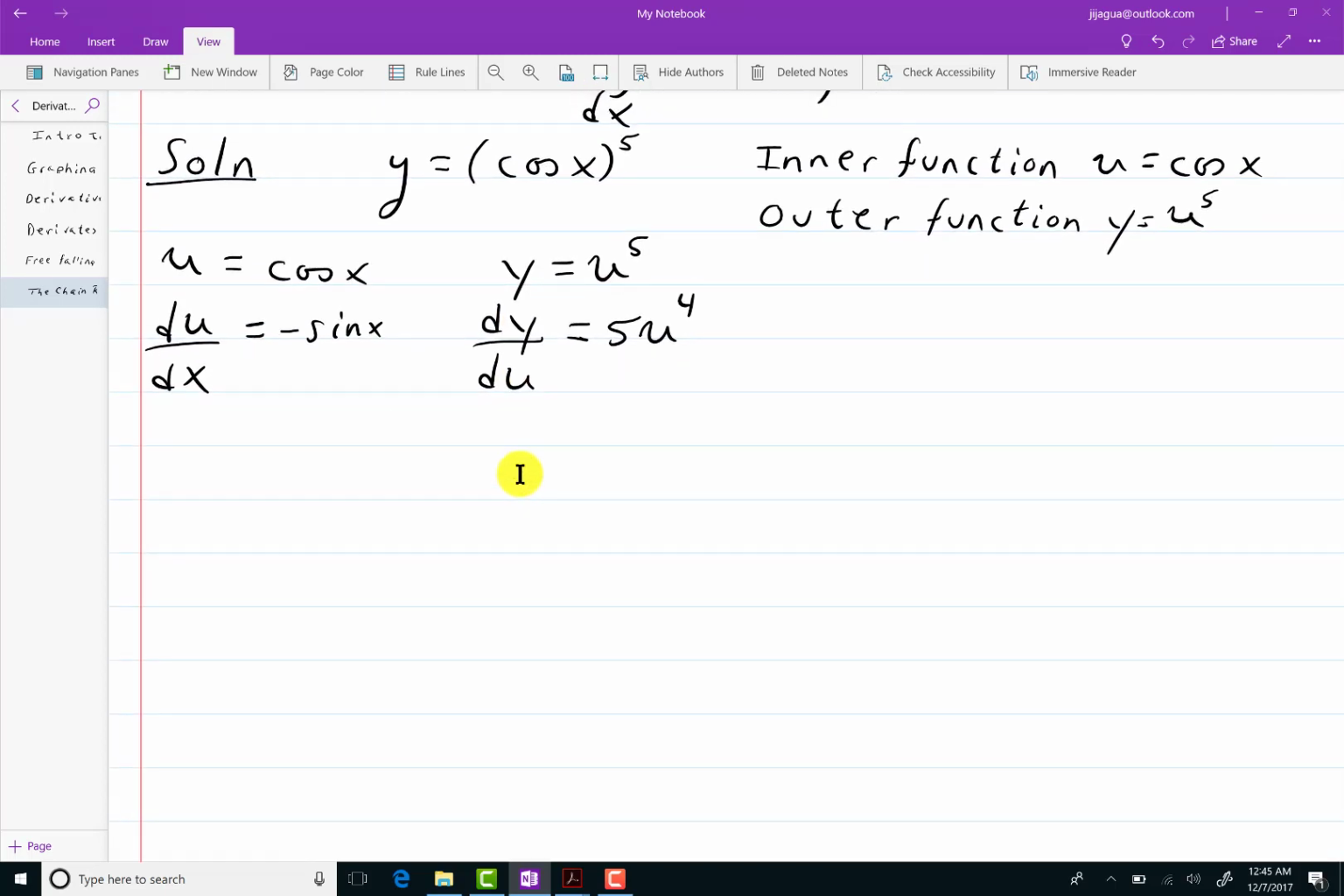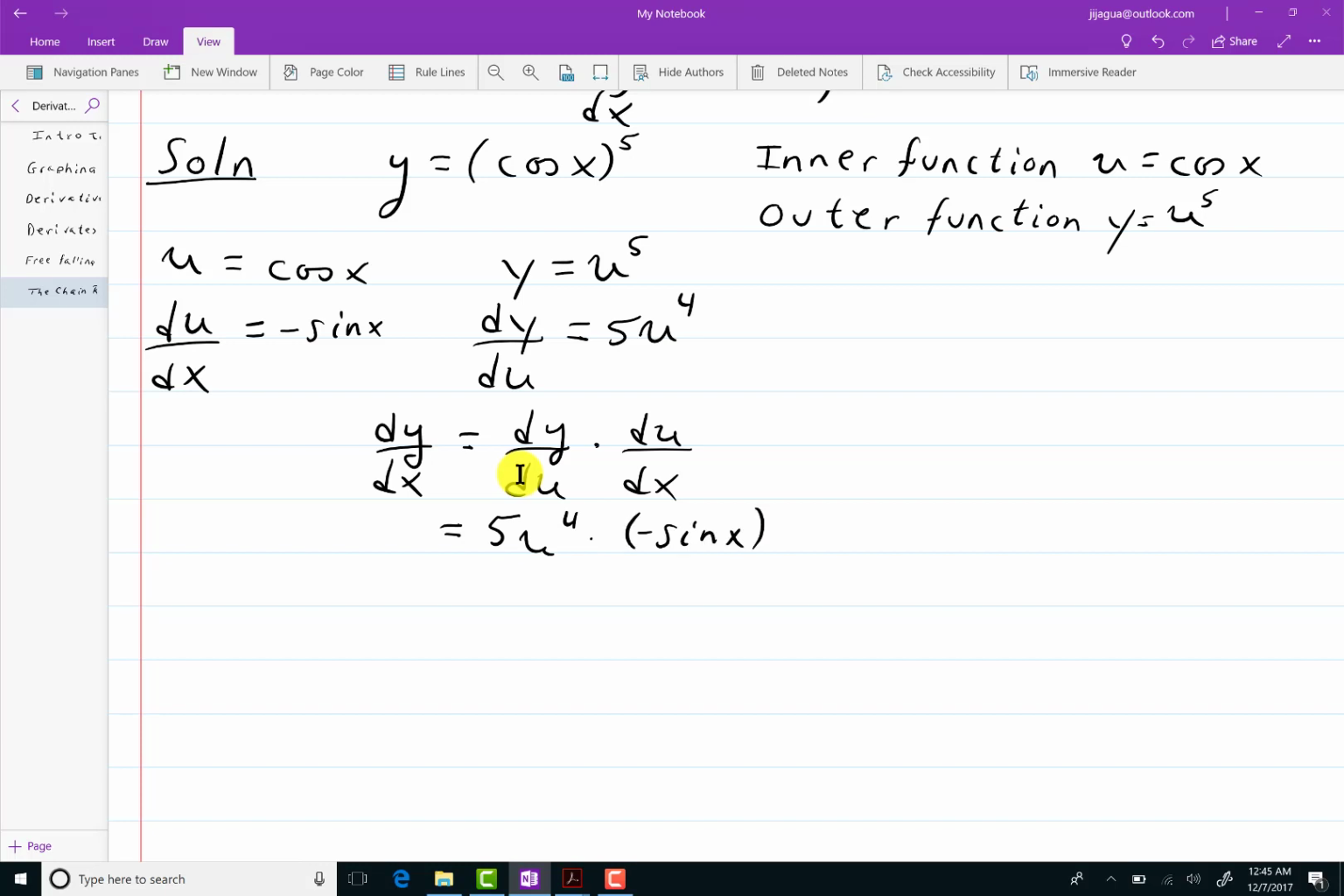So then dy over dx equals dy over du times du over dx. dy over du is 5u to the fourth. du over dx is negative sine of x. And now I'll plug in what I had for u. u is equal to cosine of x, and I have 5 cosine to the fourth x times negative sine x.